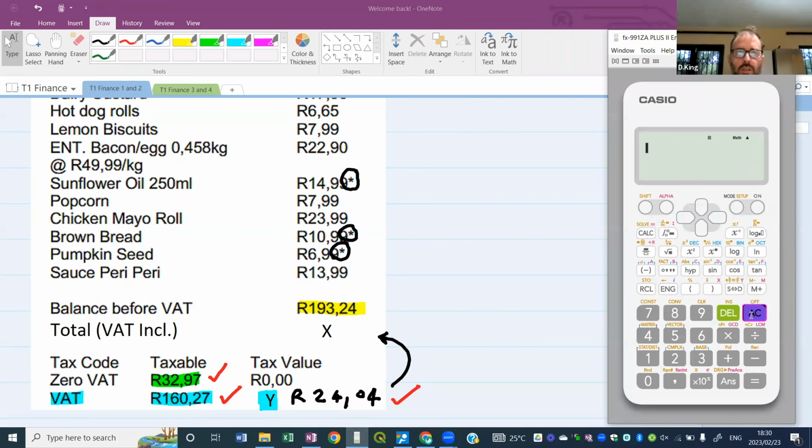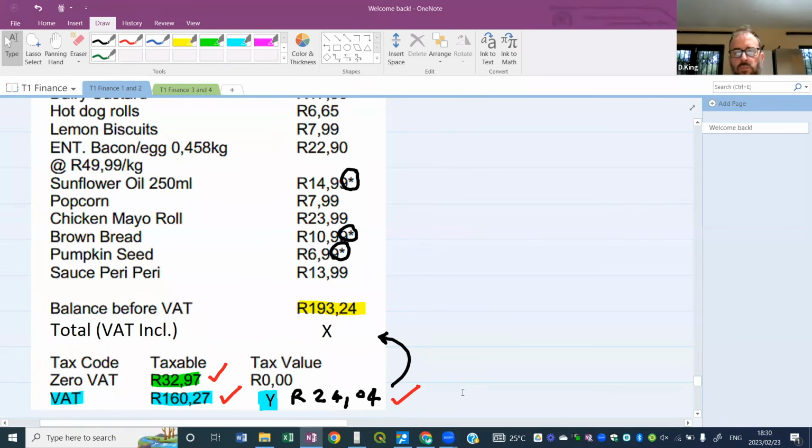These must be legend. 217.28. All right, there we go. There's the second one. The question was, what will the total amount be that you'll be paying the shop when VAT is included?